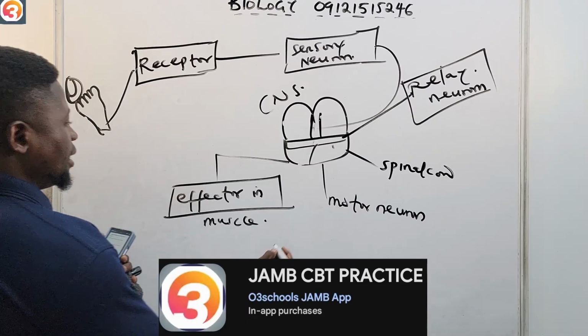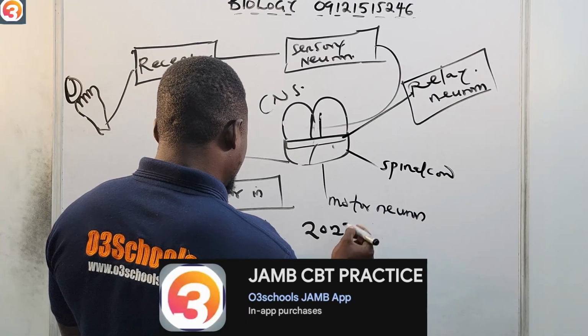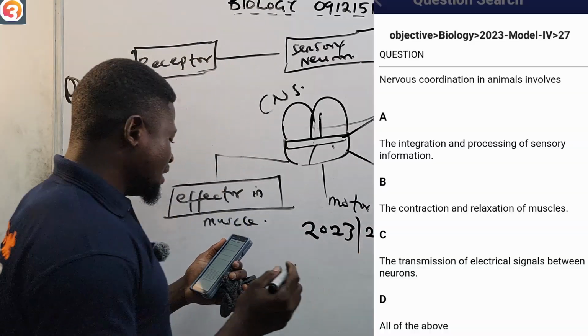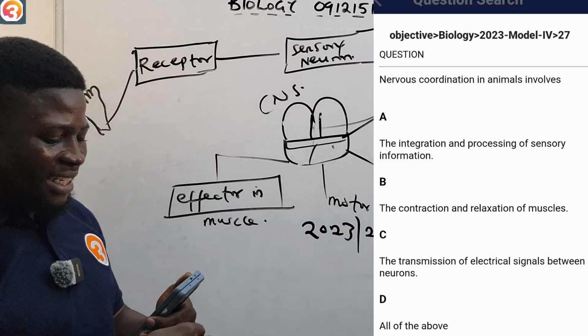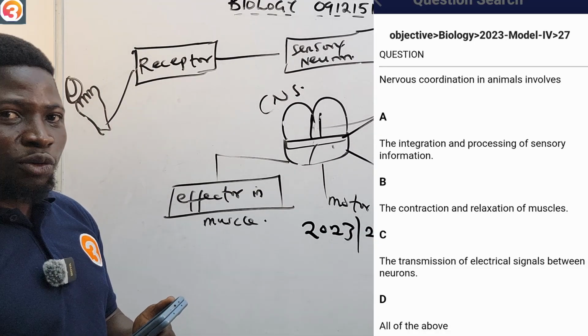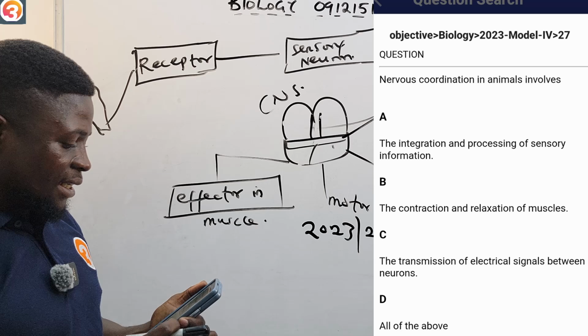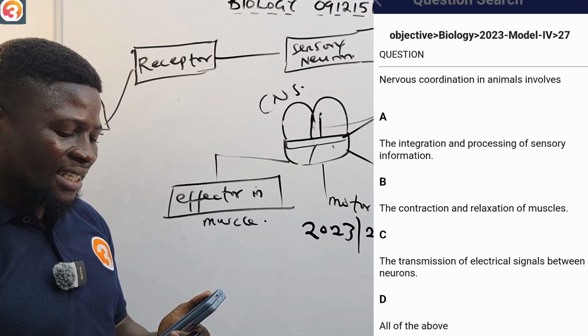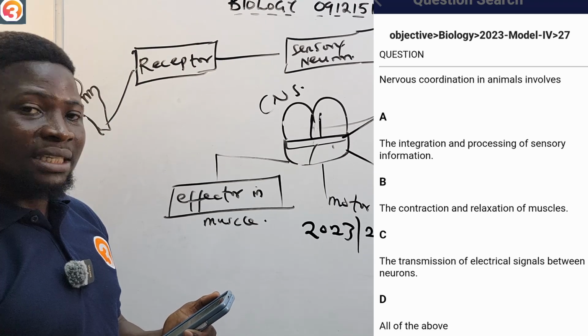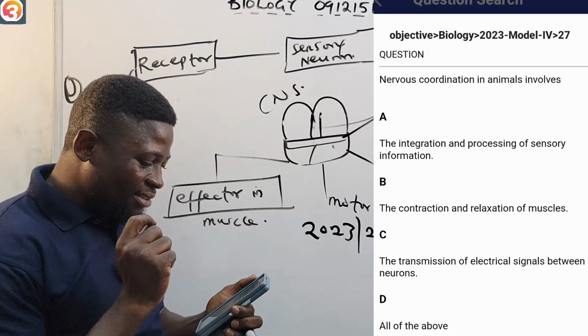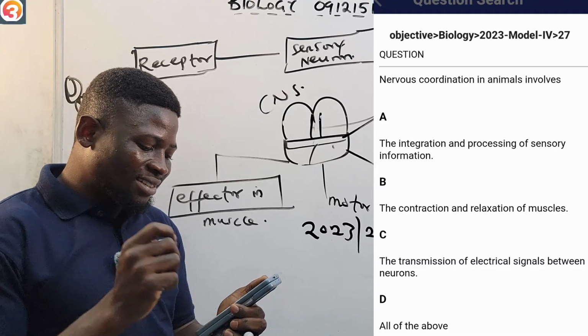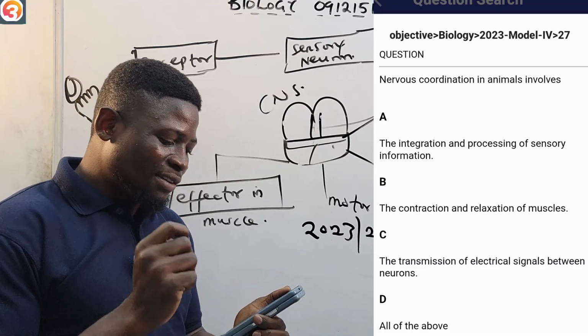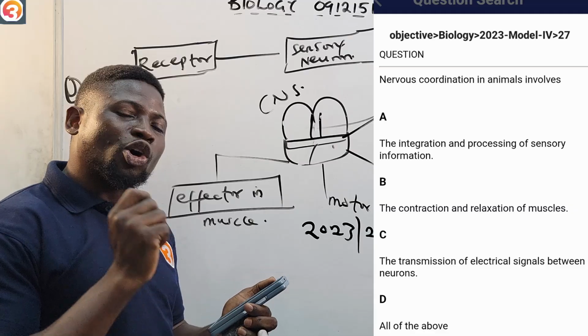Number one, we have 2023, number 27 here. It says that nervous coordination in animals involves: A, the integration and processing of sensory information; B, the contraction and relaxation of muscles; C, the transmission of electrical signals between neurons; D, all of the above.